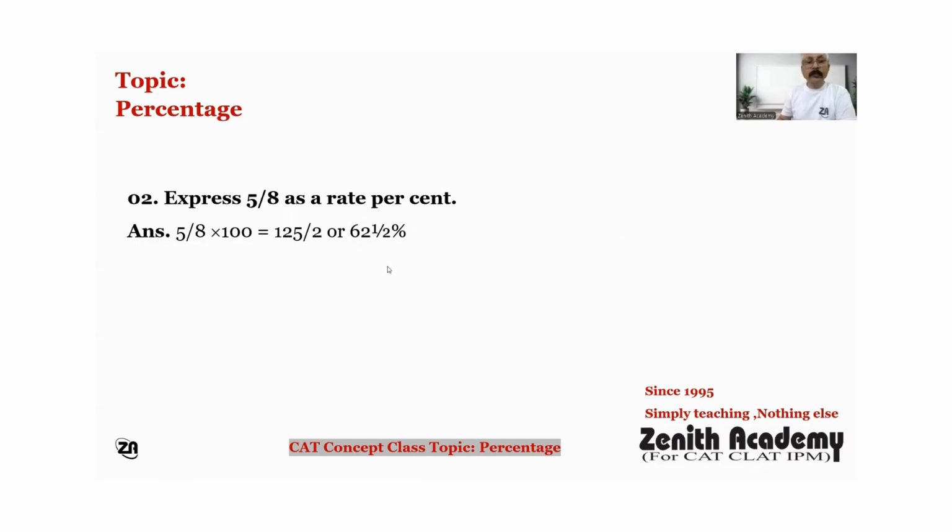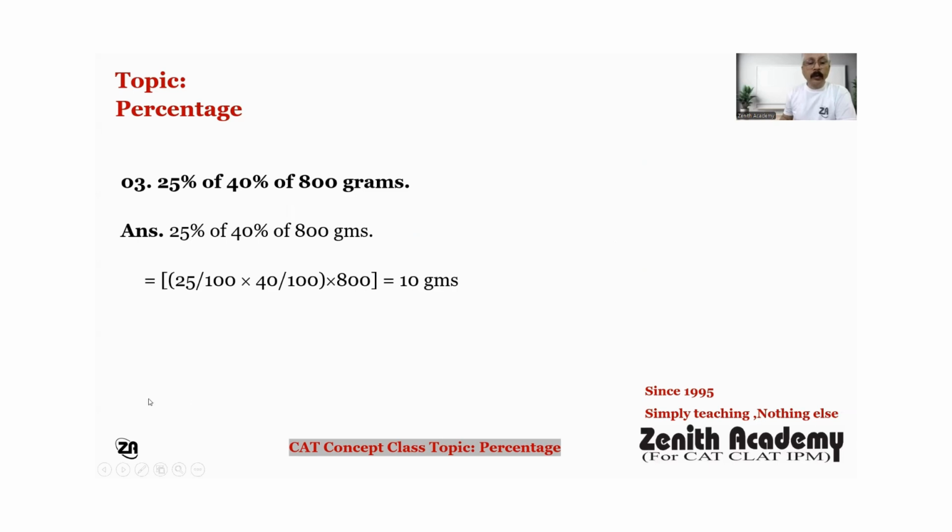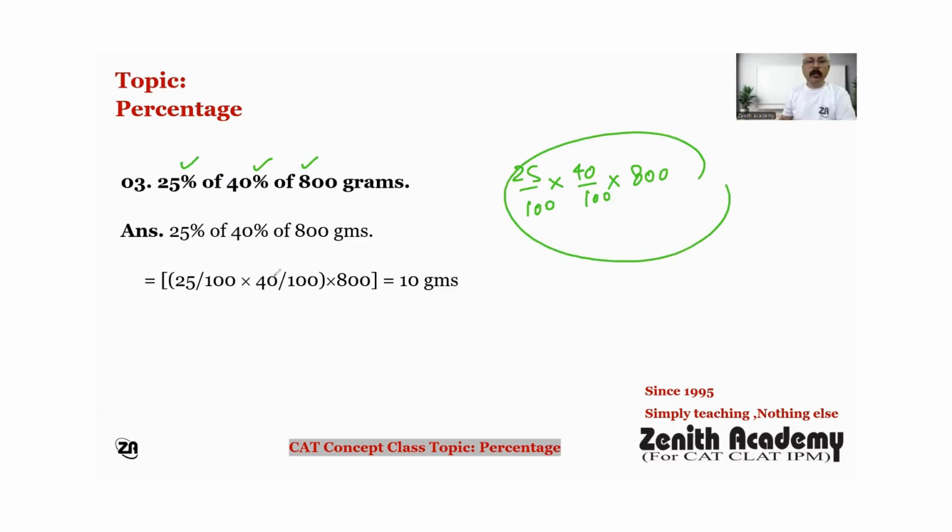Next question is, find 25% of 40% of 800 grams. 25% means 25 by 100, of means into, 40% into 800 grams. Now solve it. It is coming 10 grams.